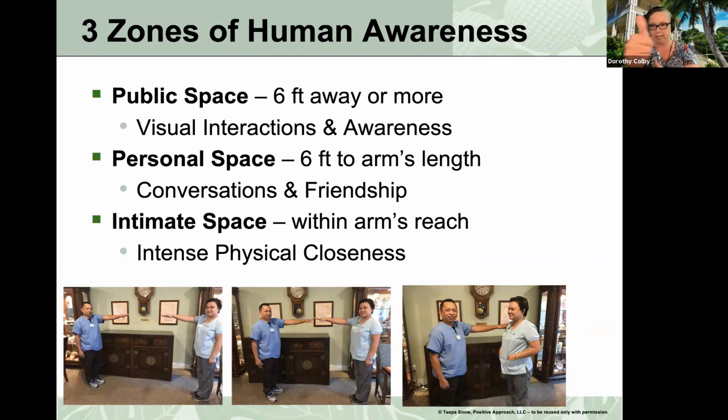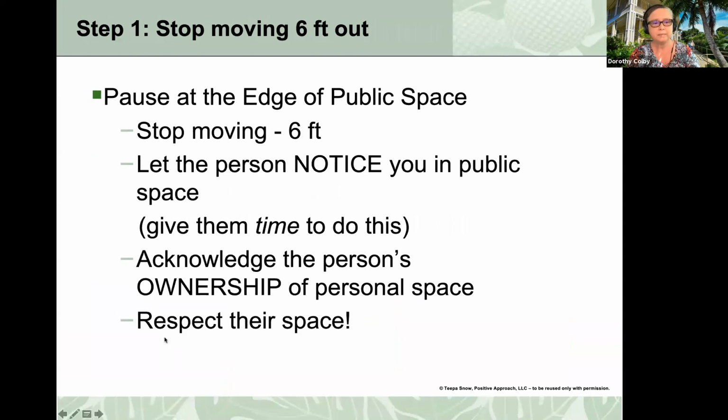So we get connected visually in public space, right? Personal space, it's hard to talk at public space, right? Too loud. So we get in closer, 6 feet to an arm's length. That's where we can talk. That's the second input, right? And then the third, touch, that's when we're the closest. So again, we're moving in with respect and delicately, not starting off at intimate space, but starting from public space. Give me a chance to feel comfortable with you. So stopping at the edge of public space first.